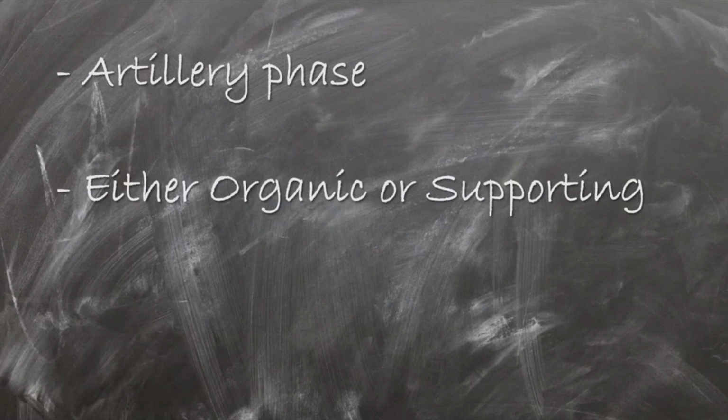can either be organic artillery or supporting artillery. Basically, organic artillery is, say, part of your battalion, like your battalion mortars or your battalion field guns, whereas supporting artillery is your artillery battalion. That's separate from your infantry battalion.